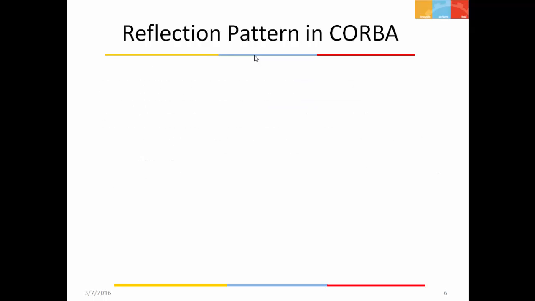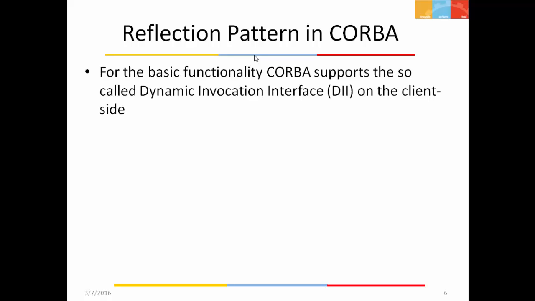So let's look at the CORBA reflection pattern. This is an example. As I said, the basic functionality of CORBA supports a so-called dynamic invocation interface, and it is the client who can use this dynamic invocation interface to understand the capability of the server and then invoke the appropriate service.